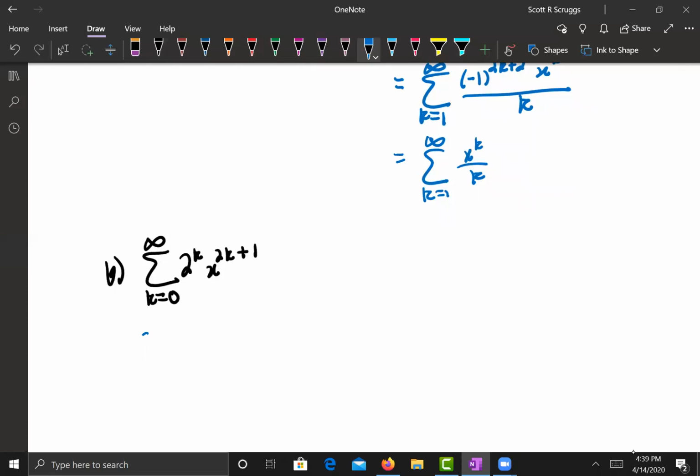It is sort of working backwards. We're essentially trying to see if I can make it look similar to a Maclaurin series that I know, and then manipulate it to give me what I want.